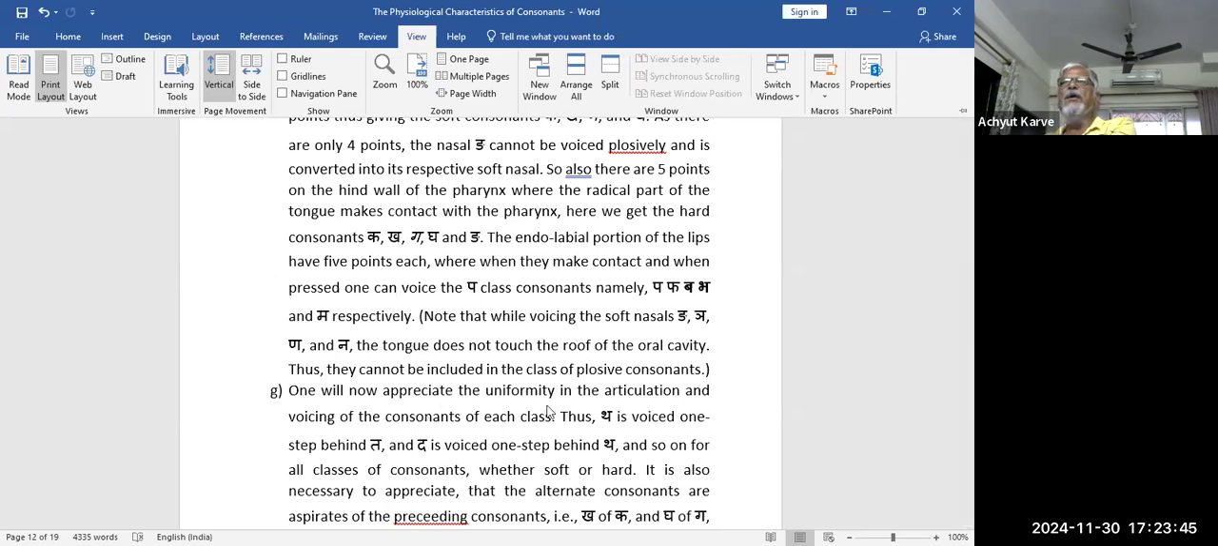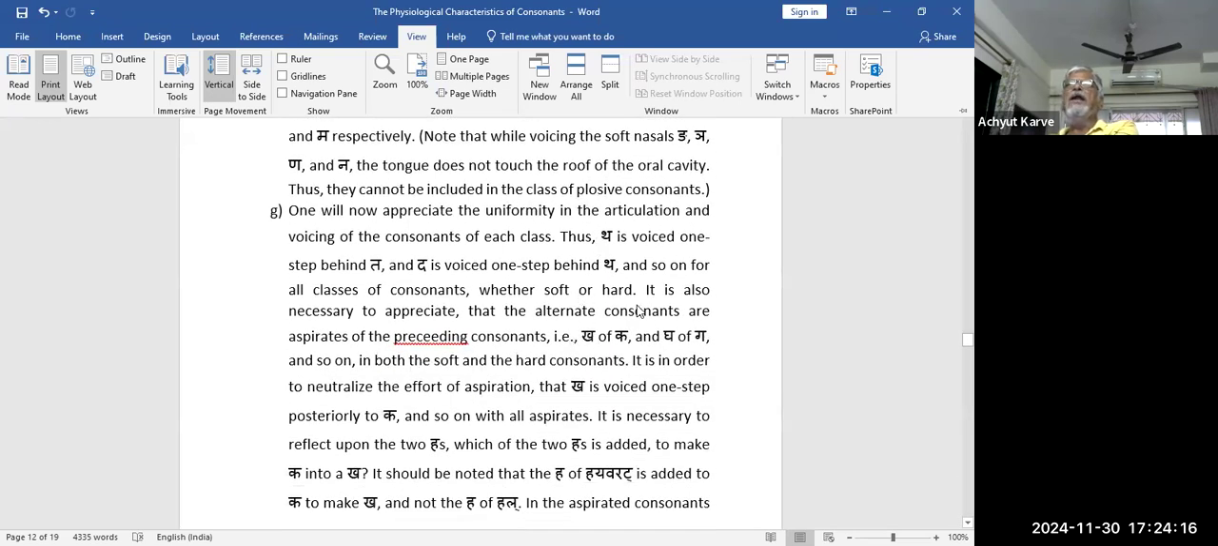One will now appreciate the uniformity in the articulation and voicing of the consonants of each class. Thus, each is voiced one step behind the other, and so on for all classes of consonants. Therefore, we say ka, kha, ga, gha, each one behind the other. And so on for all classes of consonants, whether soft or hard. It is also necessary to appreciate that the alternate consonants are aspirates of the preceding consonant. That is, the consonants kha of ka, gha of ga, and so on in both the soft and the hard consonants. It is in order to neutralize the effort of aspiration that kha is voiced one step posteriorly to ka, and so on with all aspirates.